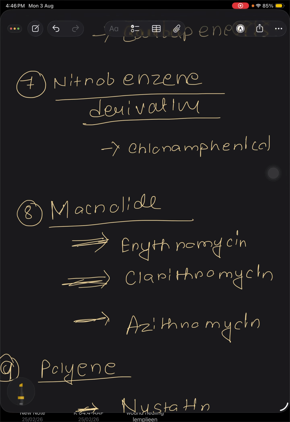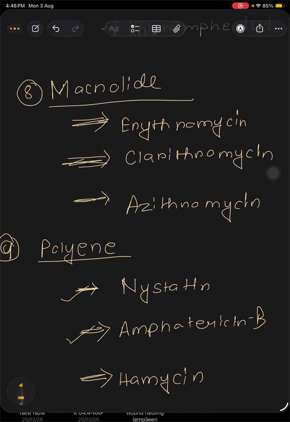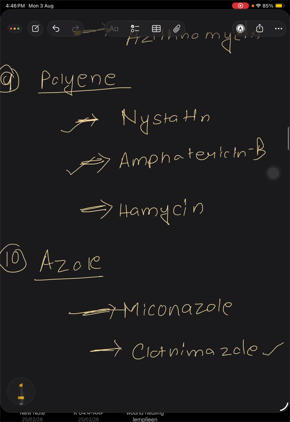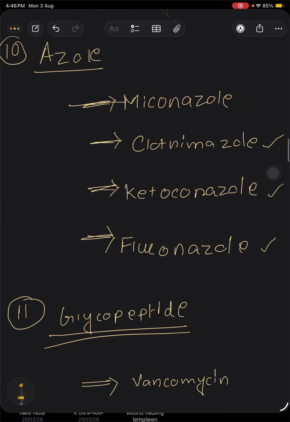Then nitrobenzene derivatives, we have chloramphenicol. Macrolides are erythromycin, clarithromycin, azithromycin. These are all macrolides. Polyenes, there is nystatin, amphotericin B, and hamycin, something known as hamycin. But what is important are nystatin and amphotericin B. These are all polyenes. Then azoles are very important: clotrimazole, ketoconazole, fluconazole, all the antifungal drugs.